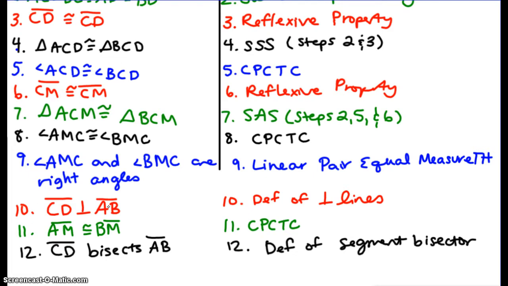So now we have proven that CD not only is perpendicular, but it also bisects AB, and that it's a perpendicular bisector. Okay? So like I said, these proofs are very long and labor intensive. This might be a good time to pause, take a break, and come back and watch the last 5 minutes later.